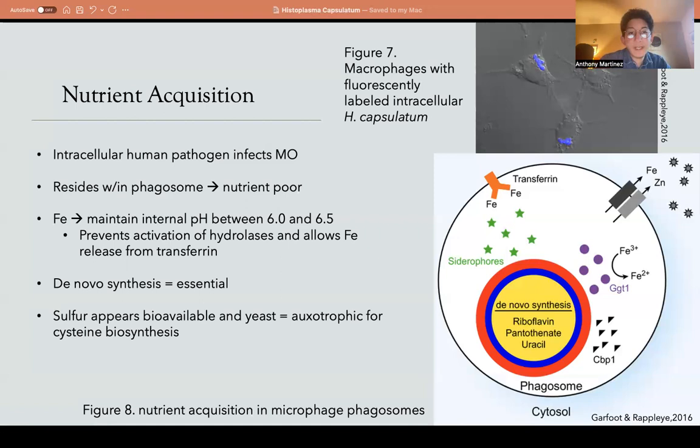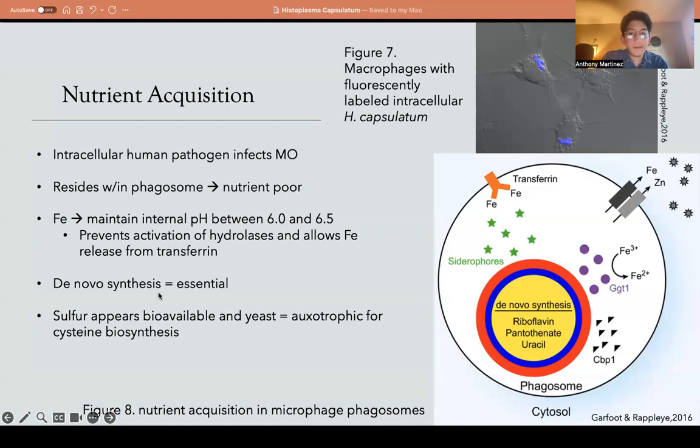In order to get that into this environment, it needs to maintain a pretty close range of pH between 6 and 6.5. This is important because a pH lower than that will activate hydrolases, which will start degrading things. And it needs to be in this pH range for this molecule transferrin to be activated. Transferrin is located in the membrane, and it basically just traffics iron from the extraphagosomal environment to the intraphagosomal environment. And then these siderophores, you can see with these green stars, will actually latch on to that iron and allow it to be moved into the organism itself.